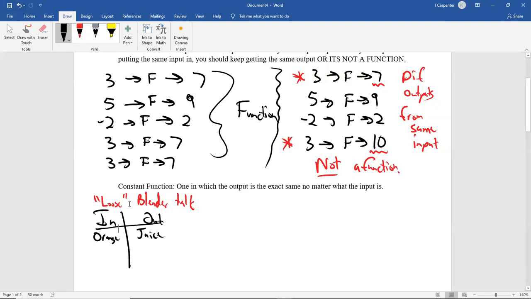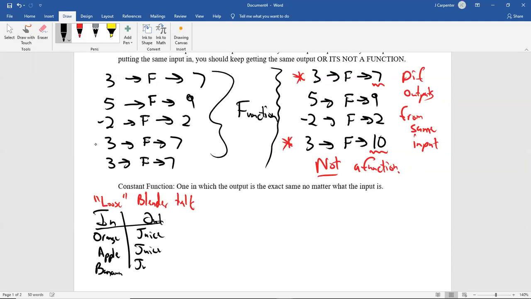That's why I said loose definition of the output. You can say orange juice or you can say juice. I want to just use the word juice for this constant function idea. So if I put an apple in, hopefully you have removed the core, and then what do you get out of it? You get juice. You can put a banana in.